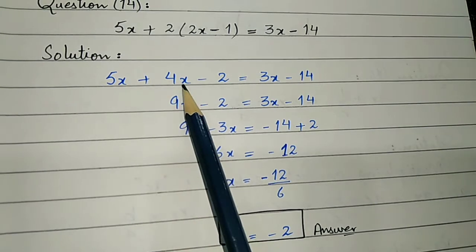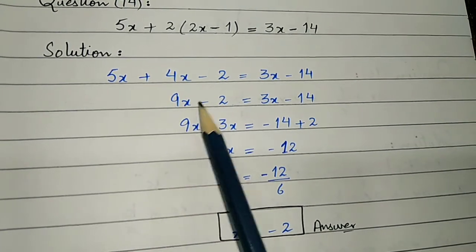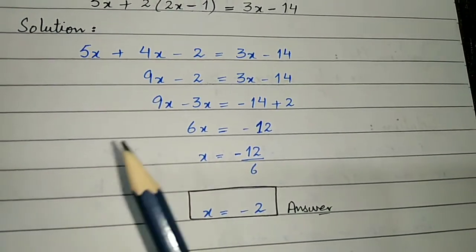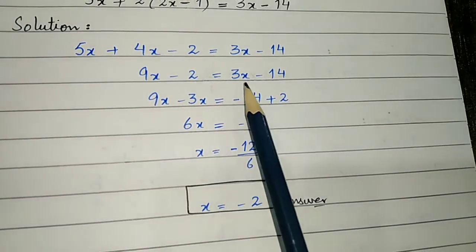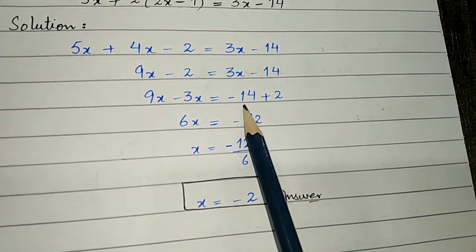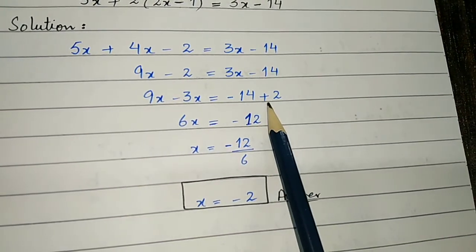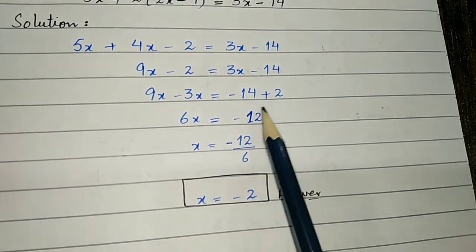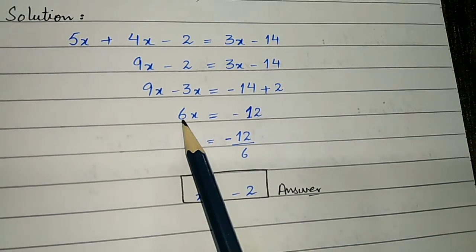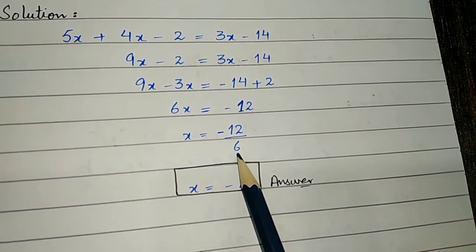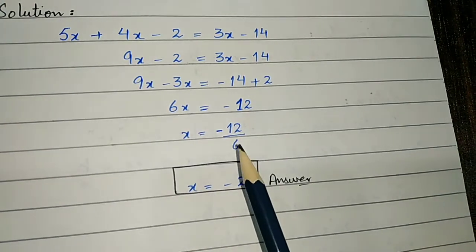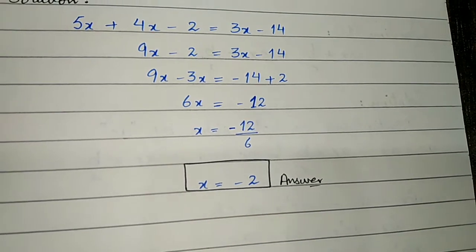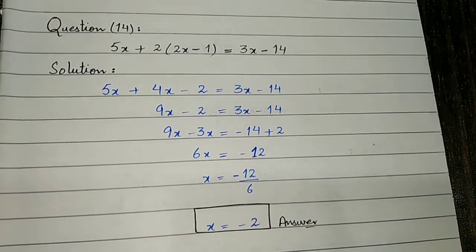Now 5x plus 4x, that is 9x. 9x minus 2 equals 3x minus 14. Now we have to separate the like terms. On the left hand side, 9x minus 3x equals negative 14, and minus 2 will become positive on the right hand side. So 9 minus 3 is 6x, equals minus 14 plus 2, that is negative 12. Now 6 is multiplying with x, so it will be divided on the right hand side: x equals negative 12 over 6. After cancellation by 6, we get x equals negative 2. So negative 2 is the solution set of the equation.